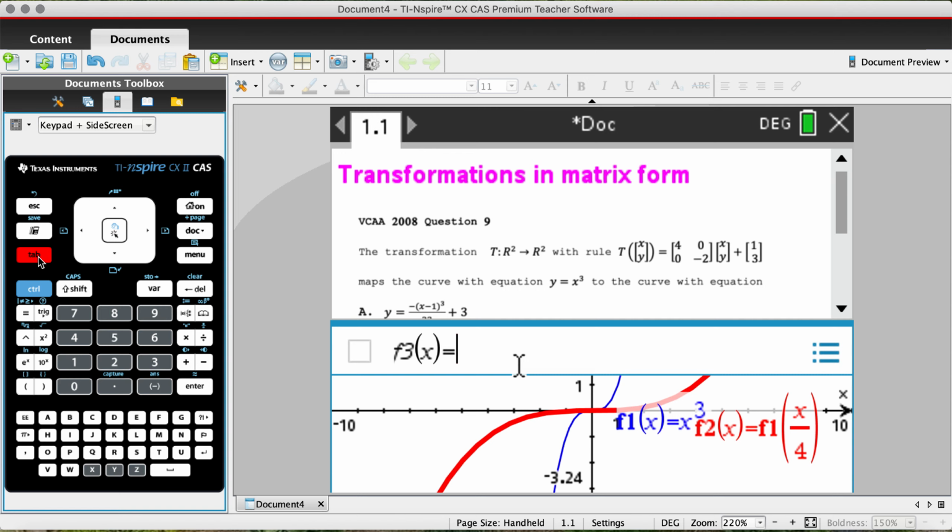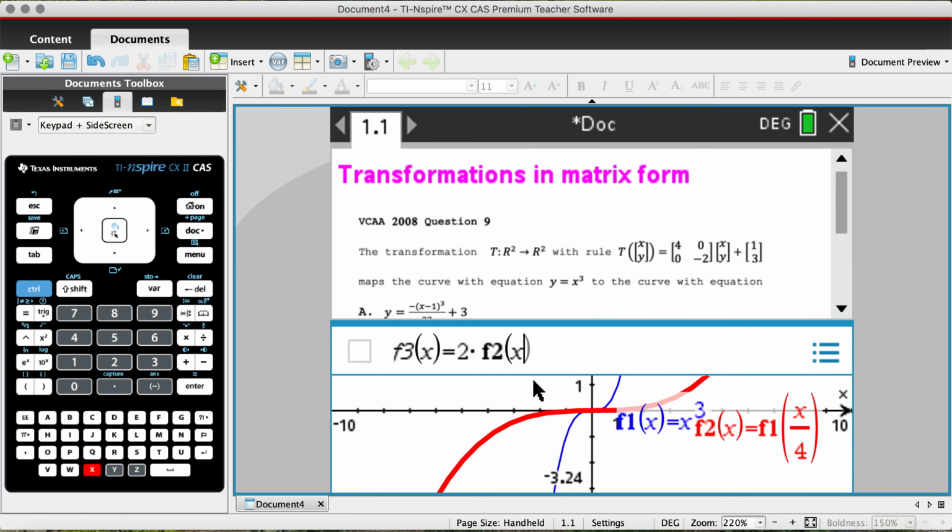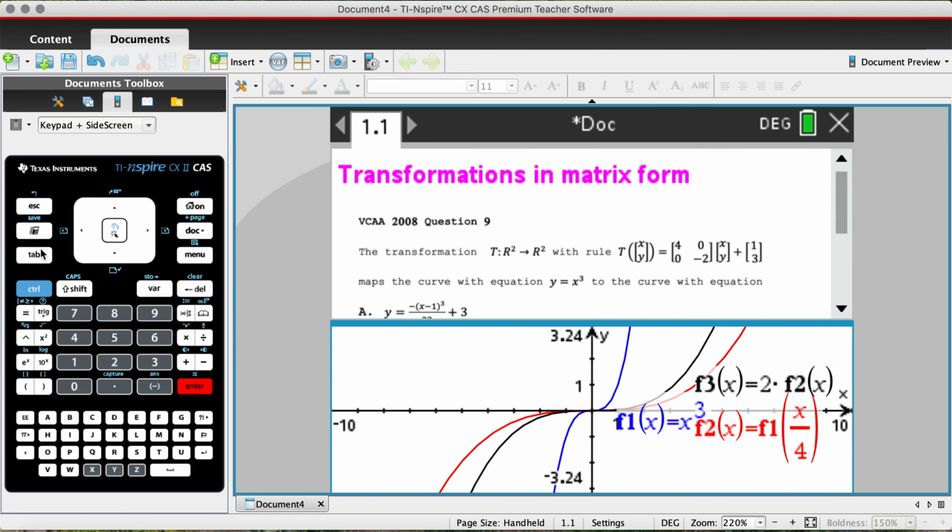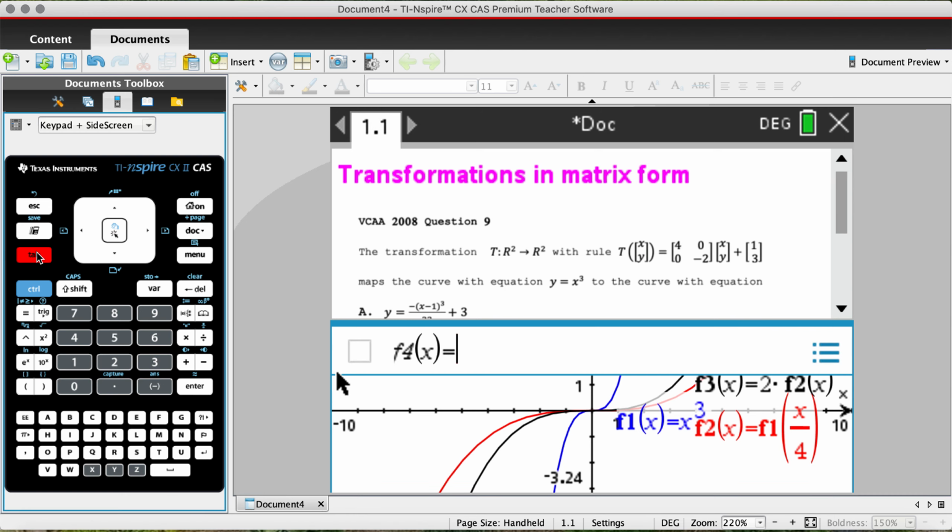Once you've done that, let's move on to the second one. The second transformation is the dilation by a factor of 2 from the x-axis. So what you do is you simply go 2 multiplied by f2 of x. We're now going to move on to the next transformation, which is a reflection in the x-axis. So you hit tab, and now we are on f4. In order to get f4, it is a reflection in the x-axis of f3.